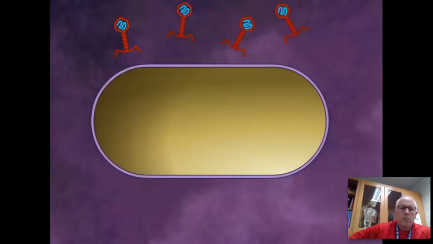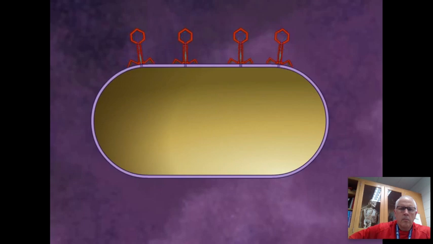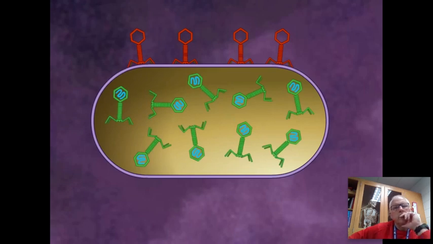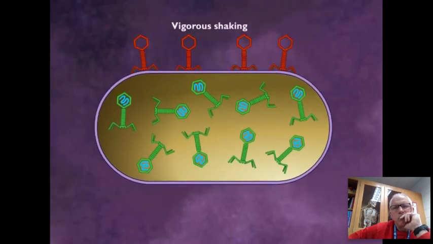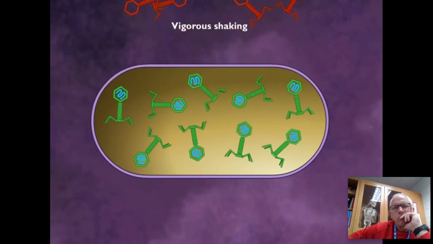The phage were then allowed to infect the bacteria. The phage attached to the bacterial cell and injected their DNA, but the radioactively labeled protein coat remained on the outside of the cell. The phage produced in these cells contained no radioactivity. Vigorous shaking caused the empty protein coats to be removed, but did not interfere with production of new phage in the cell.